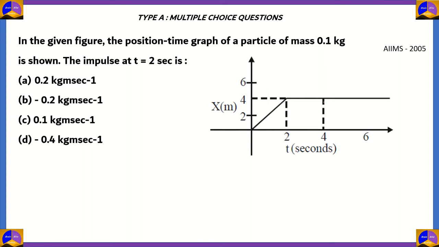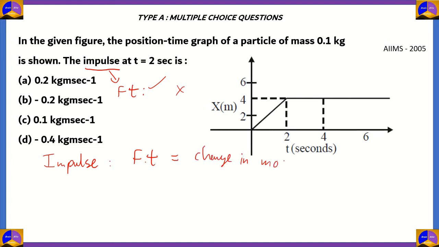In order to solve this question, we need to have a good idea of what is impulse. Now, most of us will write impulse as just Ft, force into time. While that is true, it is not applicable for this case. Now, over here, we're going to take impulse, which we can write as F times t, as change in momentum. So, impulse can be defined as the change in momentum.